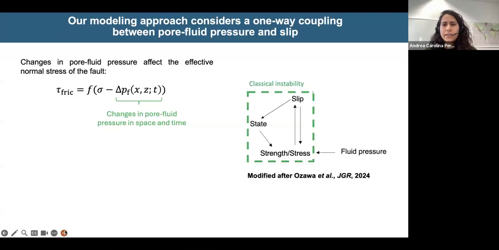So if we go back to the diagram that I just showed, our model basically is dominated still by the classical instability. We account for the interplay between these variables, but we artificially impose pore pressure changes in the model and see how it affects the strength of the fault. But we do not account for how the slip, for example, could enhance the permeability and affect the fluid flow, which is a much more complex process. But because of the simplicity of this model approach, we can study how this process, at least in a simplified way, is behaving in a 3D planar fault.